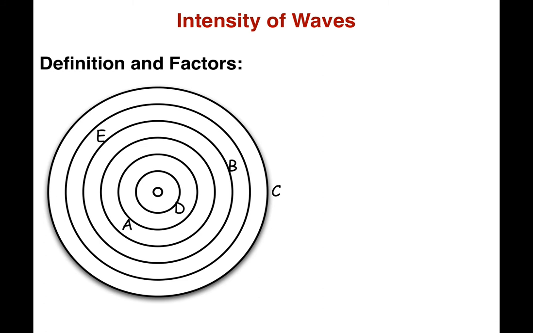Okay, so if we look at these spheres that were created by either a source of sound or light, we can see that sphere C is the largest of the spheres. It's the one that was created first, and the energy is going to be most dissipated.